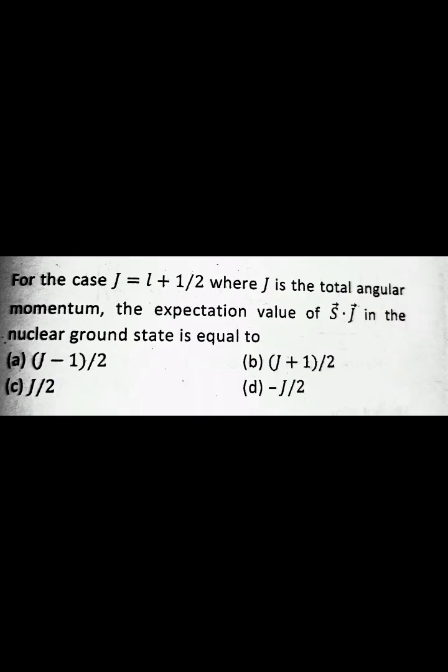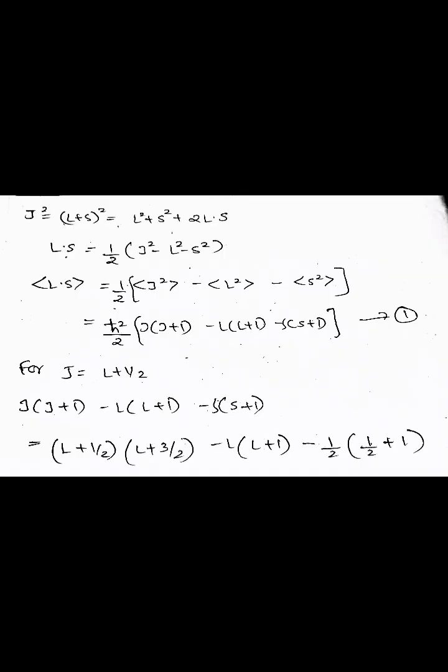The next question is for the case J is equal to L plus half, where J is the total angular momentum, the expectation value of S dot J in the nuclear ground state is equal to dash. We know that J is equal to L plus S, therefore J square is equal to L plus S the whole square, that is equal to L square plus S square plus 2 L dot S. Therefore L dot S is equal to half into J square minus L square minus S square.